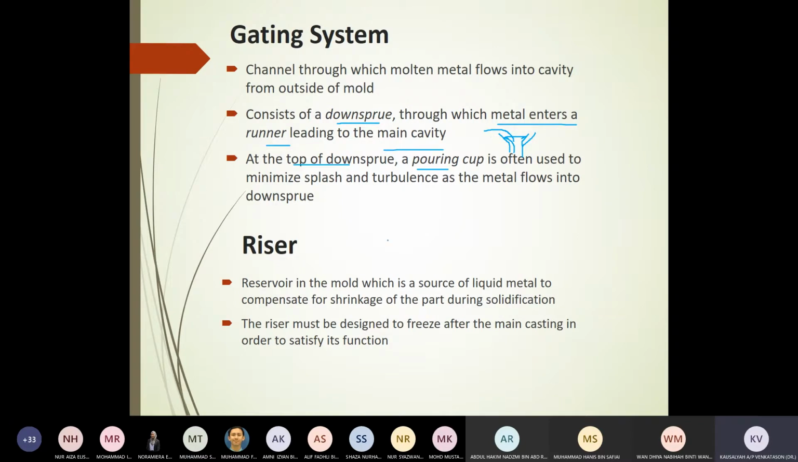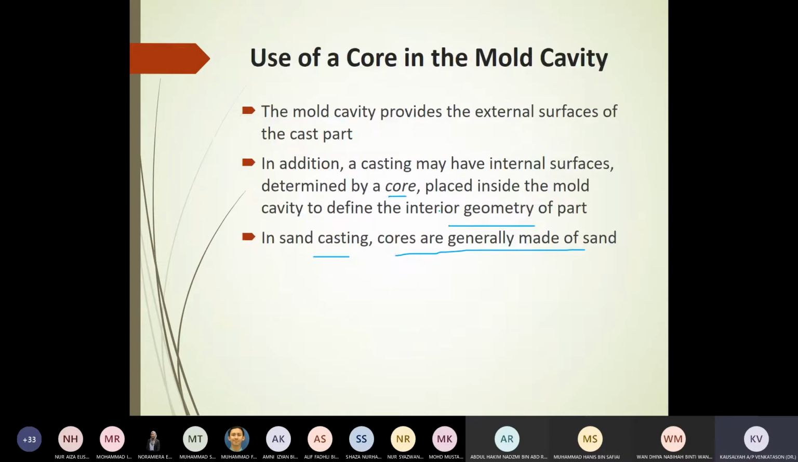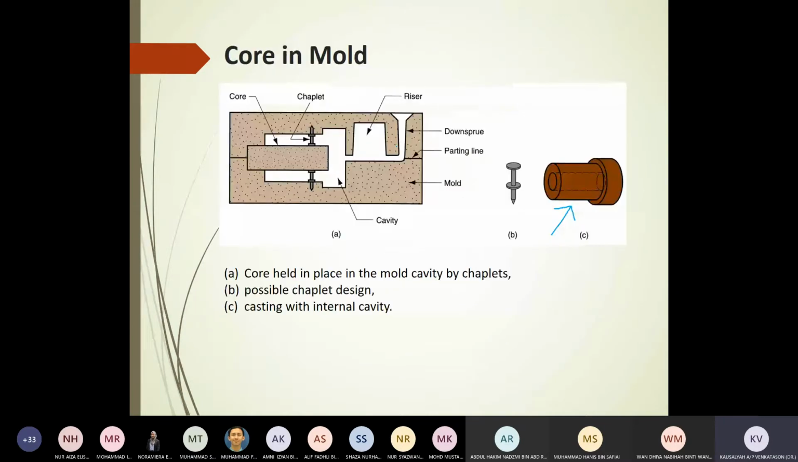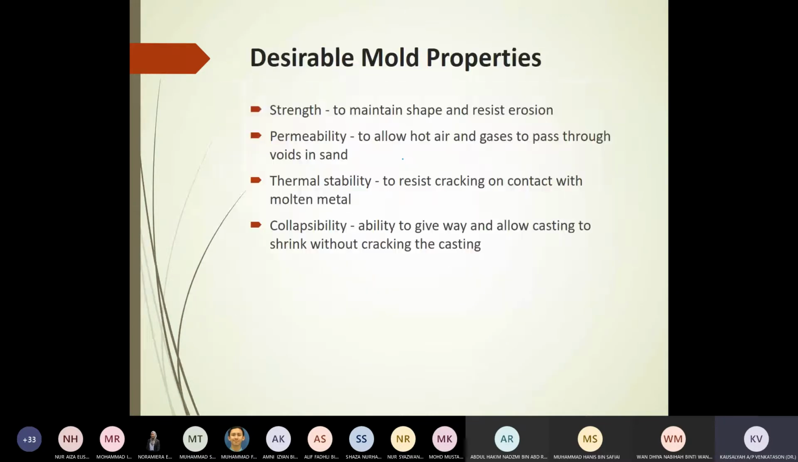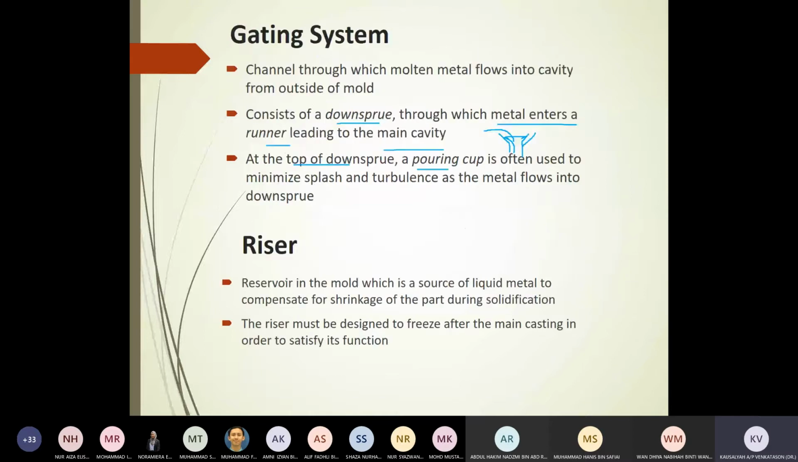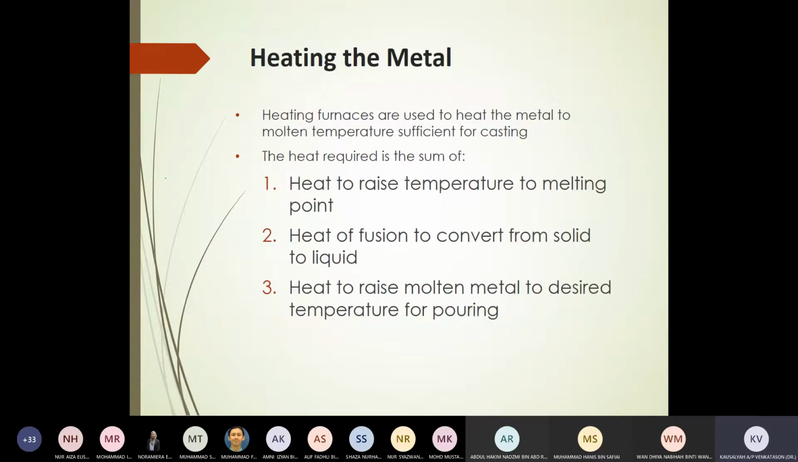Then there is the riser. So this is the riser. Over here, this is the riser. It's a reservoir in the mold, which is a source of liquid metal to compensate for shrinking of the part during solidification. The riser must be designed to freeze after the main casting in order to satisfy its function. So basically, every molten metal that has been poured in has to freeze.